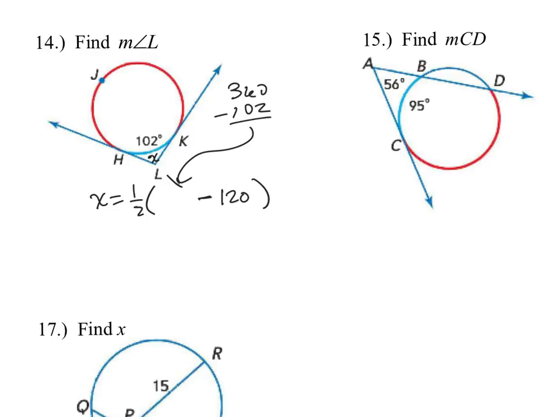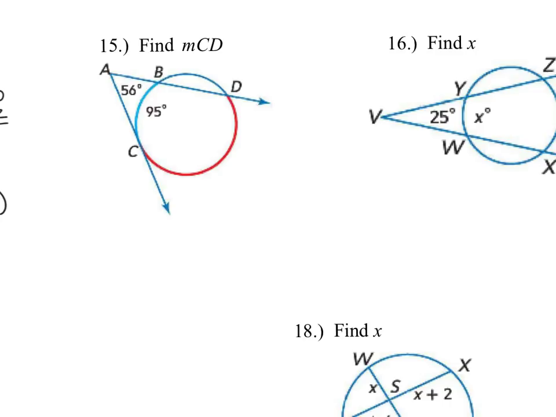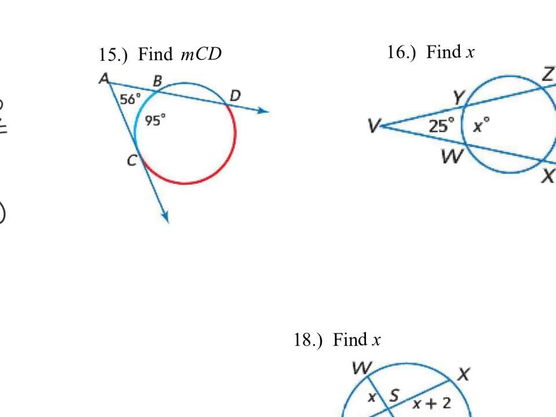Okay, and then let's take a look at number 15. This one says find the measure of arc. Oops, it looks like I'm missing the arc symbol. Let's add it. We're missing this arc right here. So this time we know the angle, but we need to know the measure of the arc.